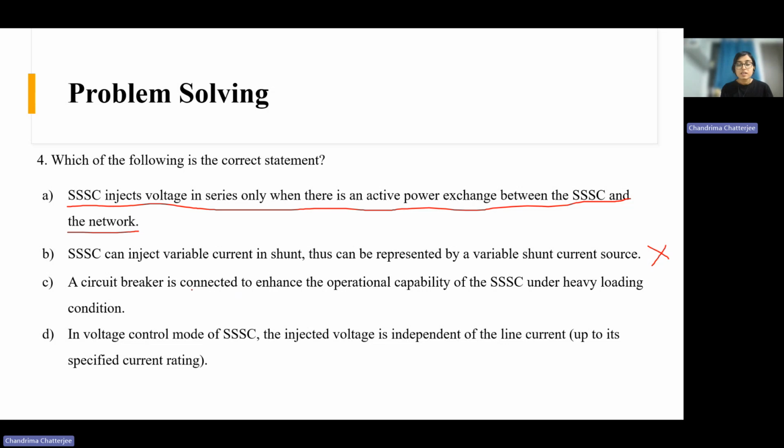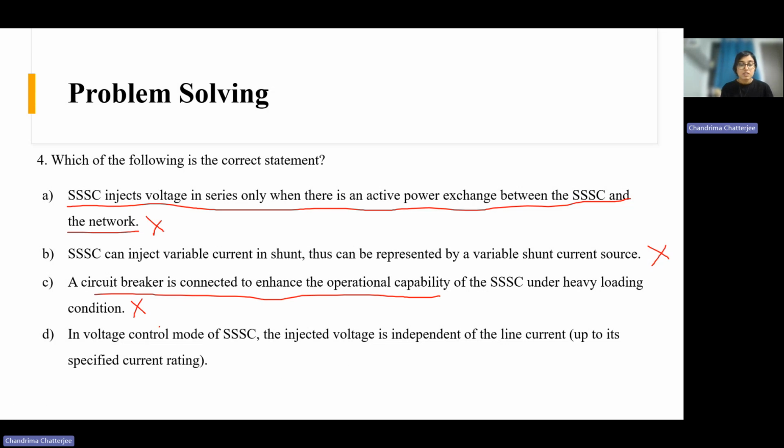A circuit breaker is connected to enhance the operational capability of the SSSC under heavy loading condition. Circuit breaker is not used to enhance the operational capability. Circuit breaker is used to protect, to bypass the SSSC when there is a fault in the line. This is also not correct. So this is not correct, and this is also not correct.